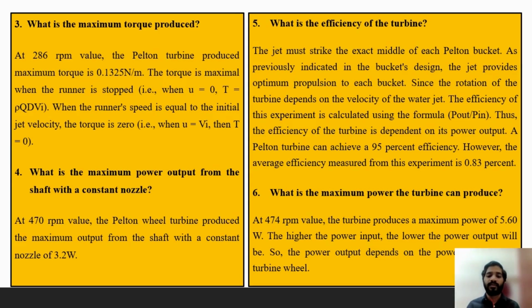In the last question, what is the maximum power the turbine can produce? Based on the calculation, at 474 RPM, the turbine produces a maximum power of 5.60 watt. The higher the power input, the lower the power output will be. The power output depends on the power input of the turbine wheel.